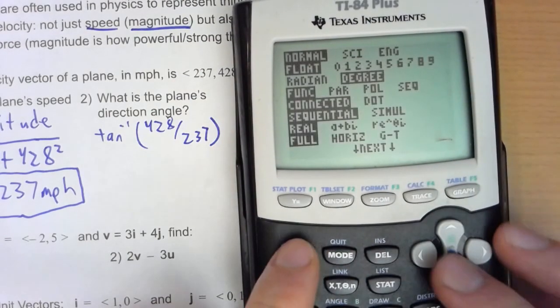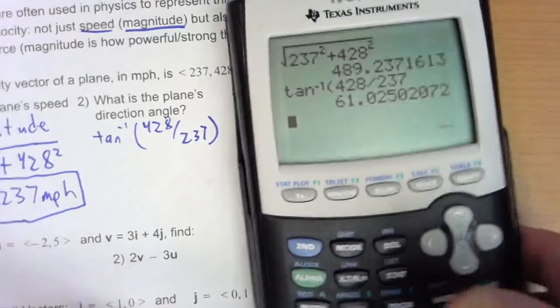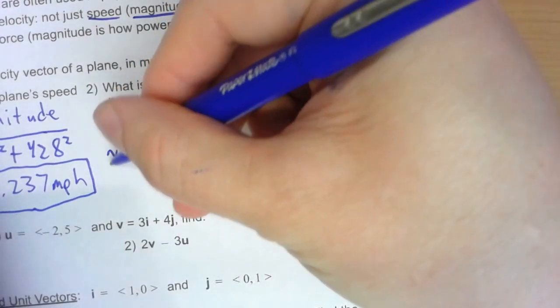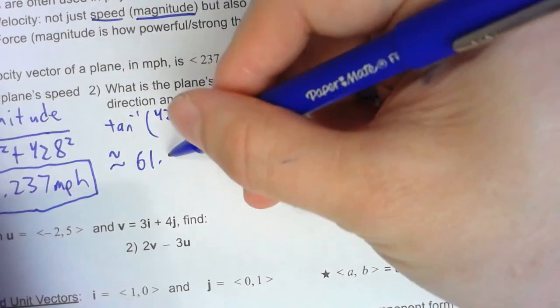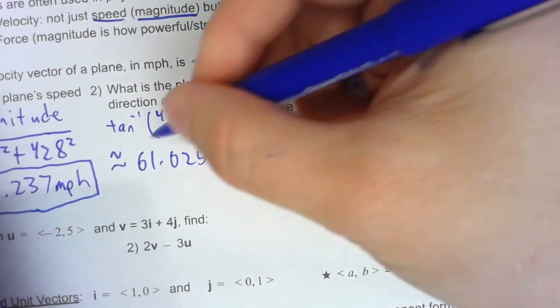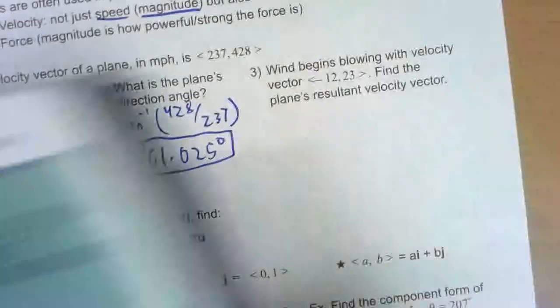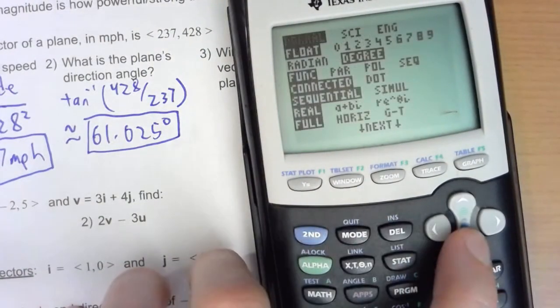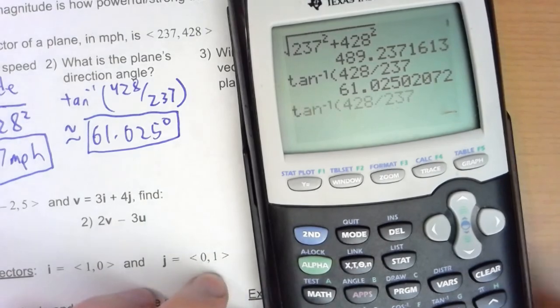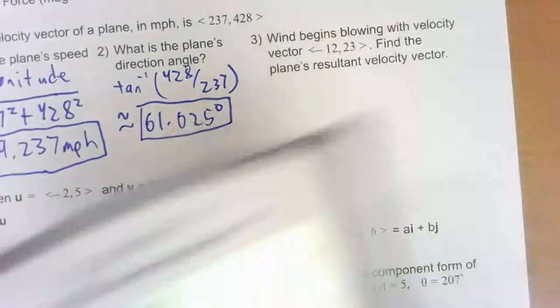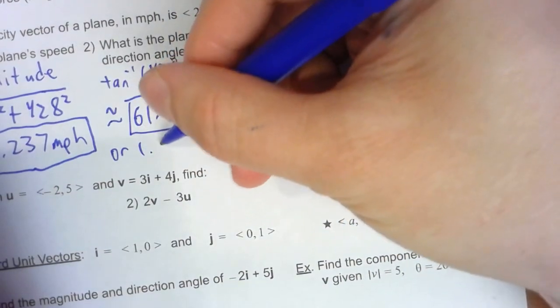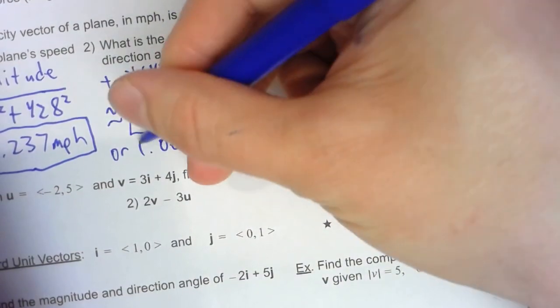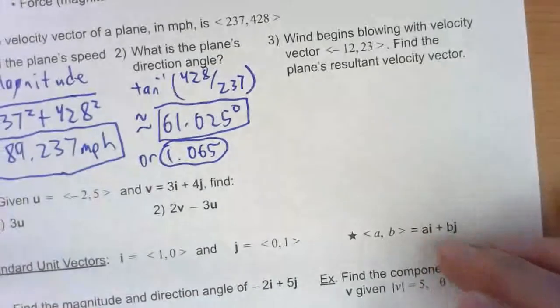And I'm in degree mode, so that's my angle in degrees. Vectors tend to be done in degrees. You're certainly welcome to do them in radians if you would like. We can do that right now just to show that if we wanted to switch to radians. Either answer would be perfectly acceptable. It just tends to be that vectors tend to be in degrees. Either one is fine.